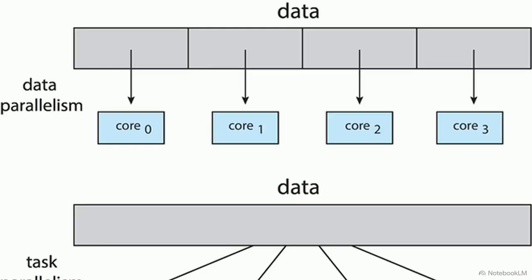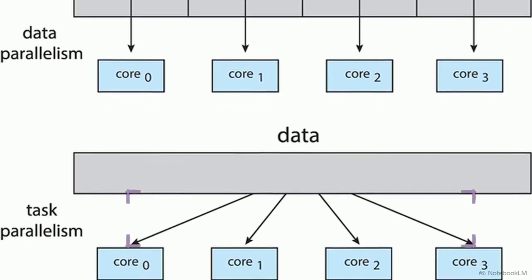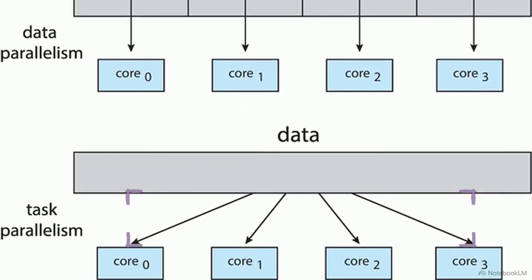This chart details two approaches. On top, data parallelism distributes identical data across multiple cores to perform the same operation simultaneously. Below, task parallelism distributes entirely distinct threads across the cores, with each thread executing a completely different operation.